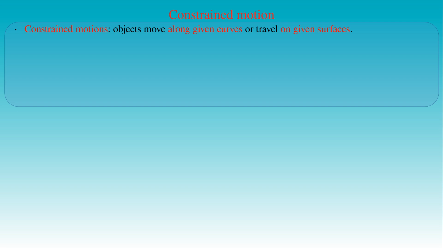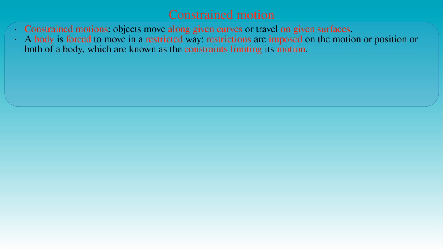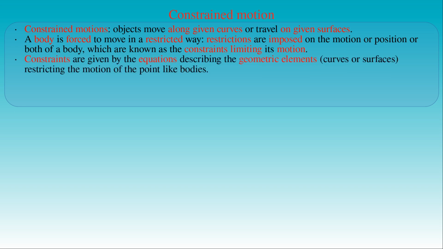In such a situation, the body is forced to move in a restricted way, that is, restrictions are imposed on the motion or position or both of a body, which are known as the constraints limiting its motion. Mathematically, constraints are given by the equations describing the geometric elements restricting the motion of the point-like bodies. These geometric elements are normally curves and surfaces, and the equations describing them can be constructed by applying a coordinate system adapted to the trajectory of the constrained motion.